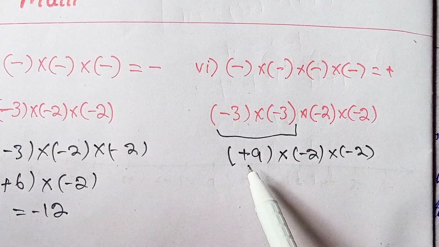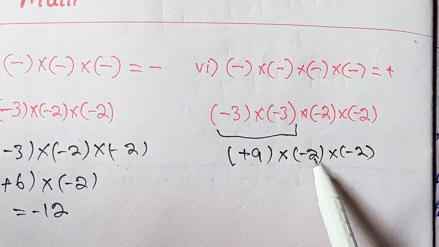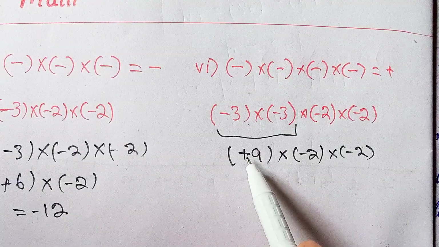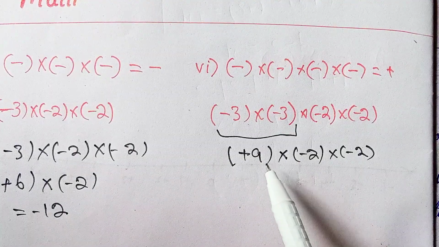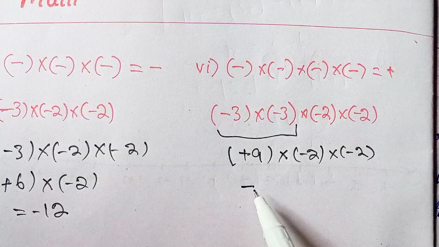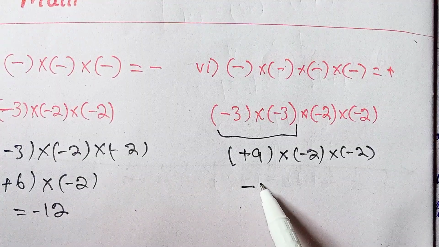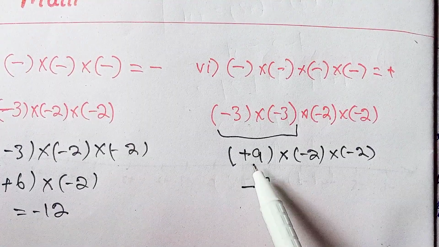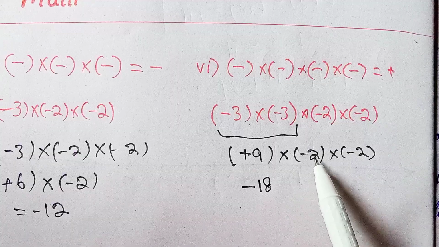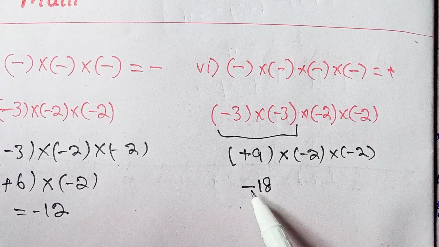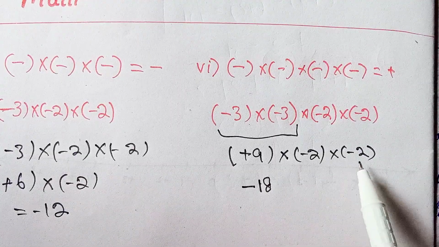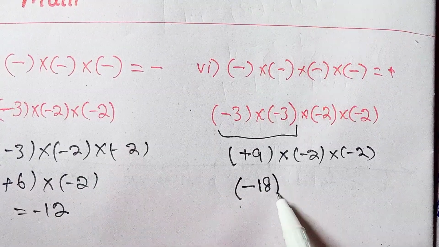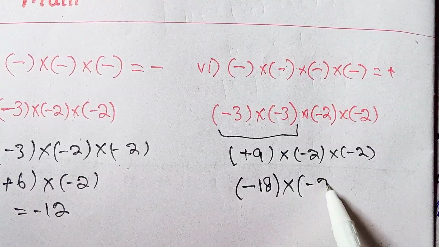Now we will multiply positive 9 with negative 2. So 2 times 9 is 18, and as the two integers have different signs, we will put a negative sign before the final answer. So it will be equal to negative 18, right? So the multiplication of positive 9 with negative 2 leads to negative 18. Now we will multiply this negative 18 by negative 2.